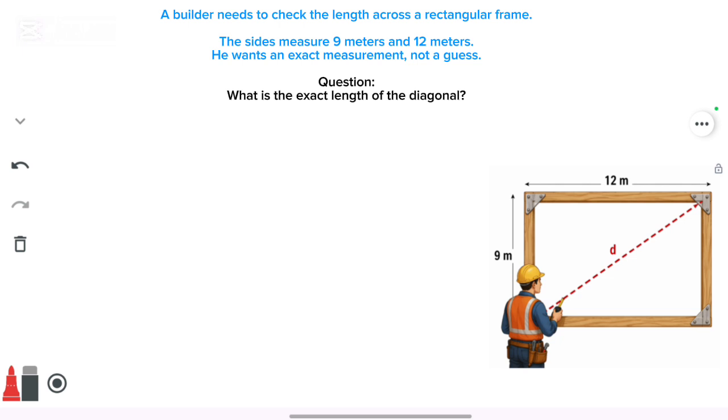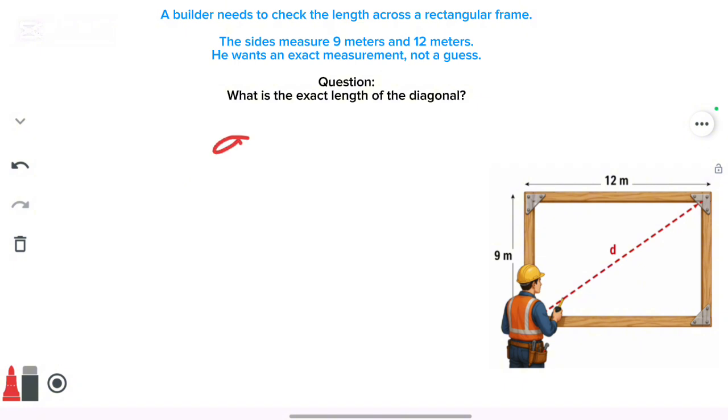The question is, what is the exact length of the diagonal? Now this is the diagonal right here. So what is the length of this diagonal? We are going to find out the length of the diagonal. Now in order for us to find the length of the diagonal, we are going to use the Pythagorean equation.